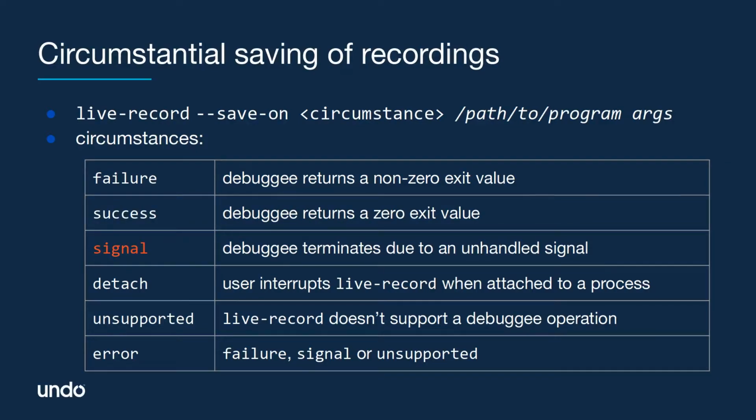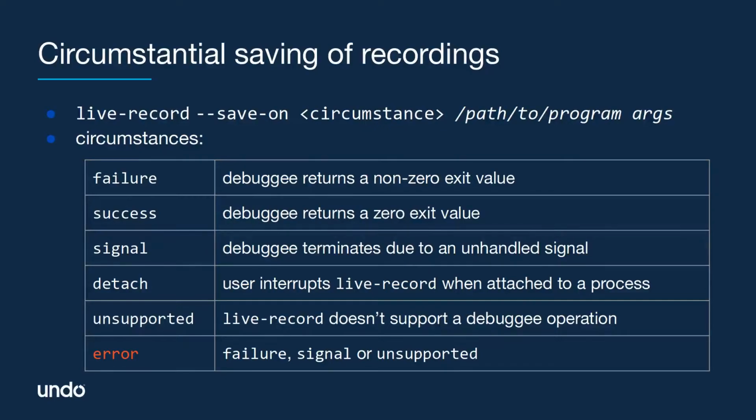Signal. Here, Live Record generates a recording if the debuggee terminates due to an unhandled signal. Detach will determine Live Record to save the recording when the user interrupts it while being attached to a process. If unsupported is specified, Live Record will only save a recording if the debuggee performs an operation that Live Record cannot handle, such as executing an instruction it cannot decode. Finally, error is a more comprehensive circumstance, subsuming the failure, signal, and unsupported circumstances.